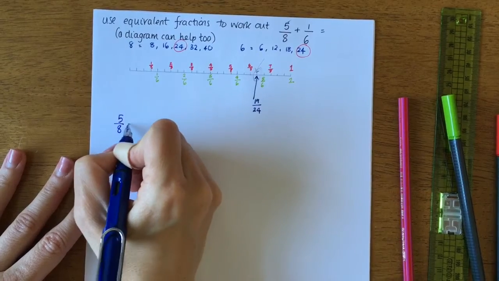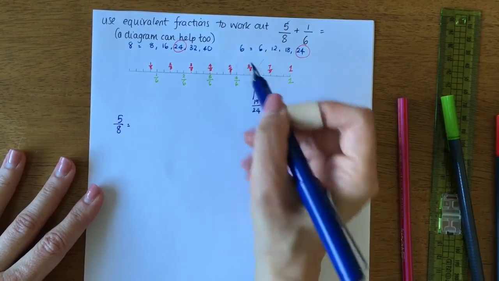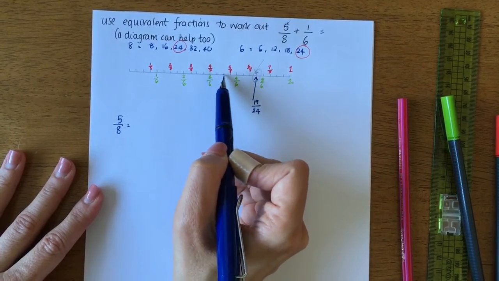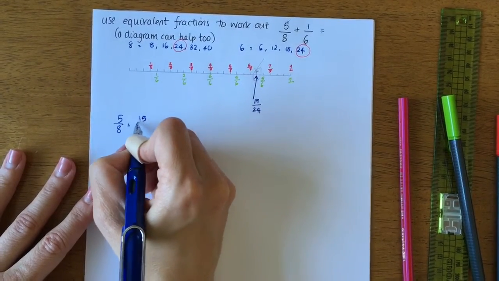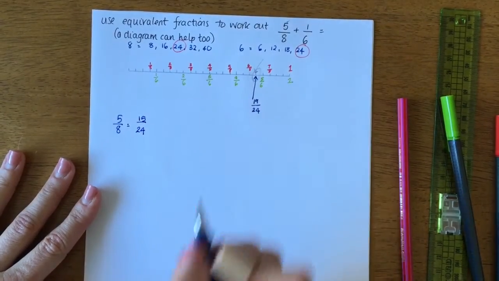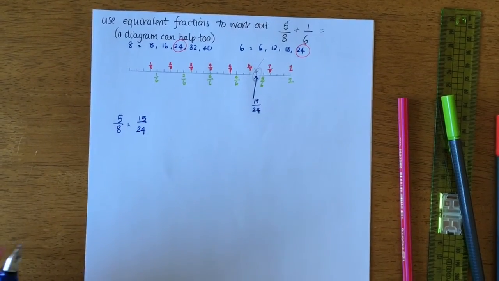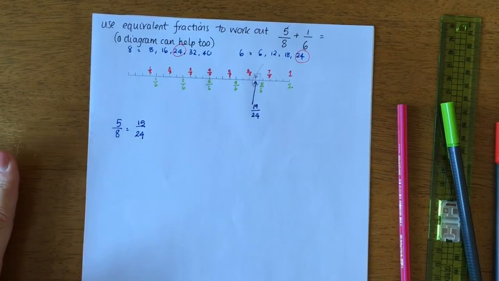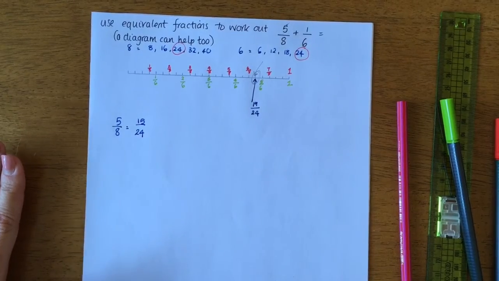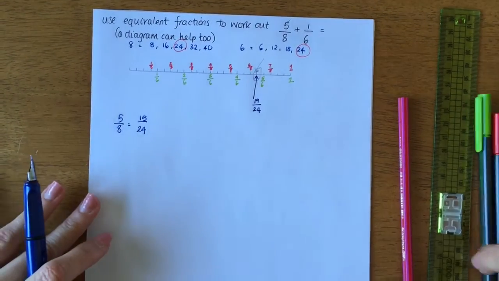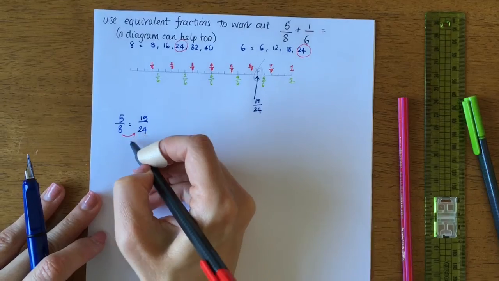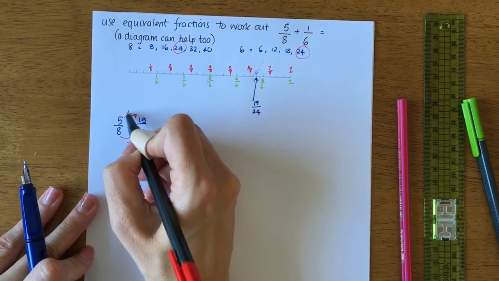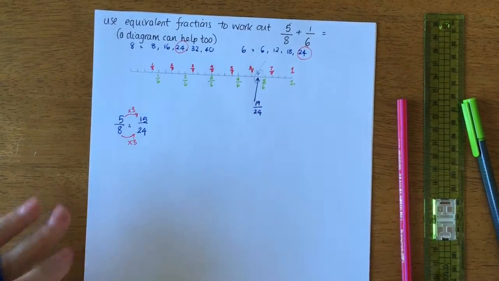Now 5/8 on this number line is represented here, which is 1, 2, 3, 4, 5, 6, 7, 8, 9, 10, 11, 12, 13, 14, 15 24ths. We've obviously counted, but we also know that 8 goes into 24 3 times. So there's a trick here that I can multiply by 3. But whatever I do to the denominator, I must do to the numerator. So that's why we get 15 over 24.